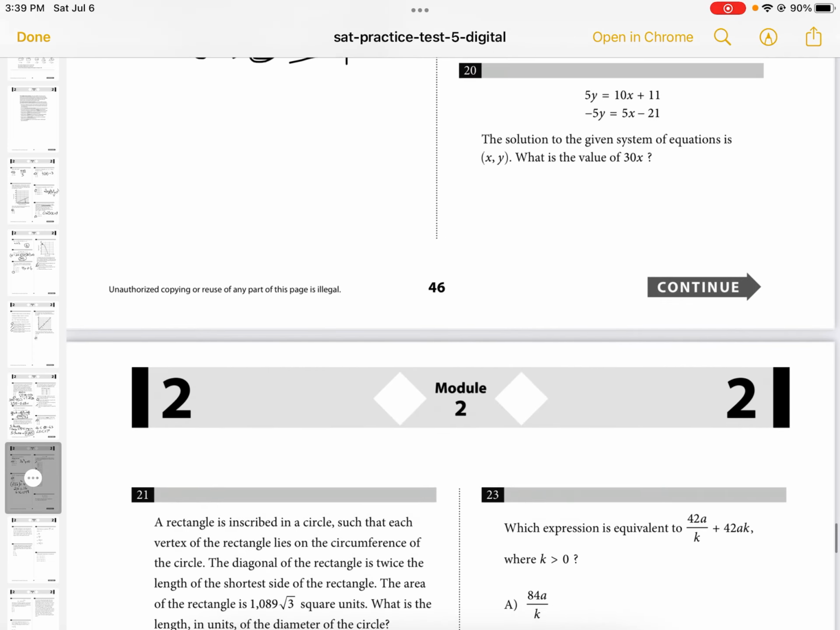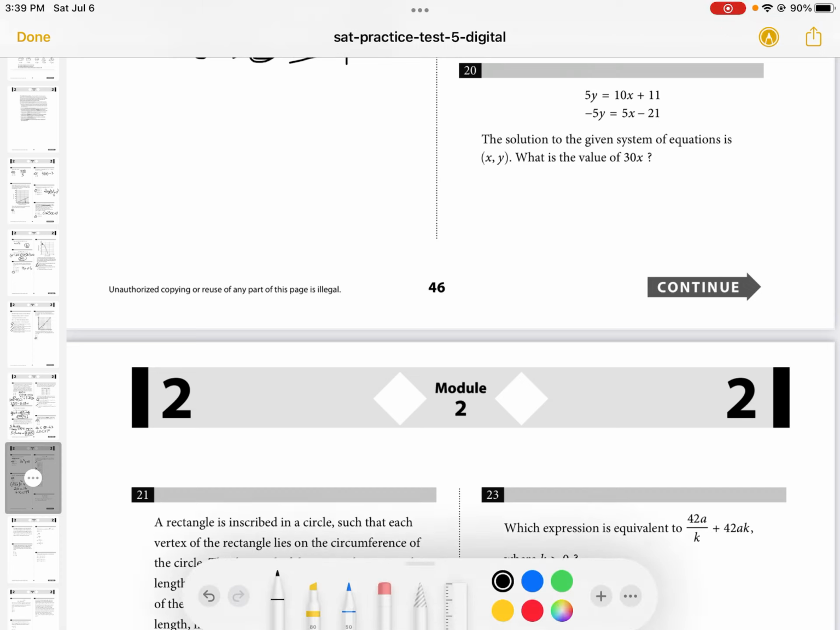So let's move on. Okay, number 20, 5y equals 10x plus 11. Negative 5y equals 5x minus 21. The solution to the given system of equations is x comma y. What's the value of 30x?